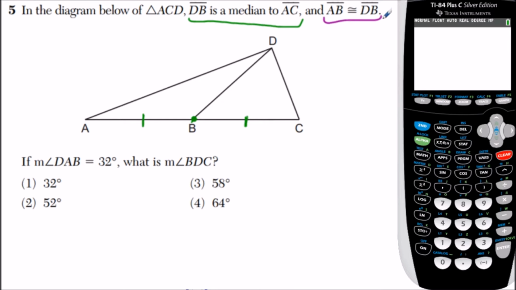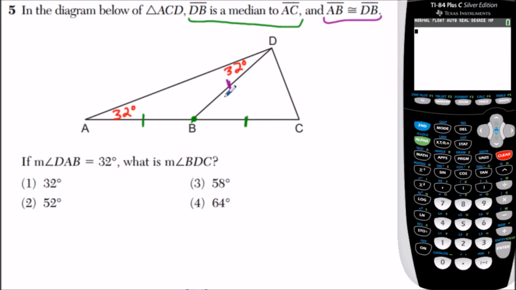And we're also told here that AB is congruent to DB. So that means we have 3 congruent line segments here, and we have 2 isosceles triangles that we're probably going to make use of. The next thing we're told is that DAB is 32 degrees. So we're going to label the angle DAB 32 degrees. But in an isosceles triangle, the base angles opposite the congruent sides are equal. So this angle is 32, and up here, angle ADB is also 32.